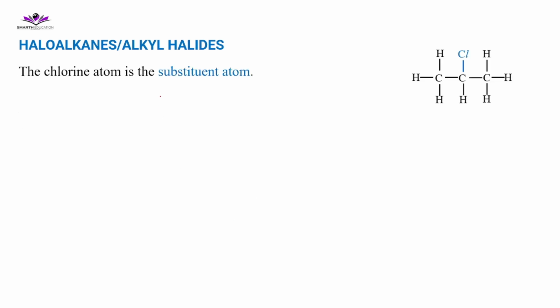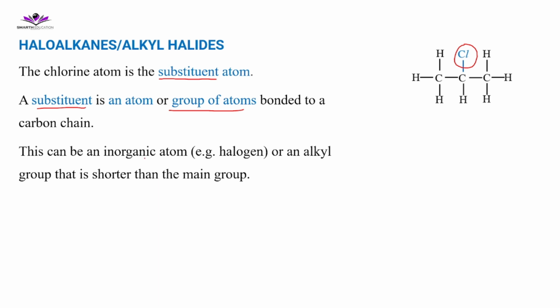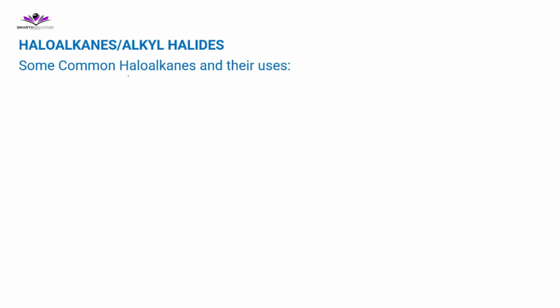The chlorine atom is the substituent atom. This chlorine atom is called the substituent atom. What do I mean by that? A substituent is an atom or group of atoms bonded to a carbon chain. It could be an inorganic atom like a halogen, or it can be an alkyl group that is shorter than the main group. And then we have some common haloalkanes and their uses.